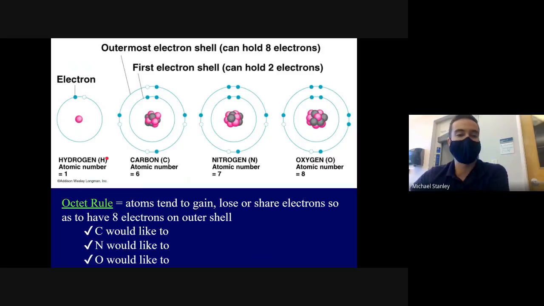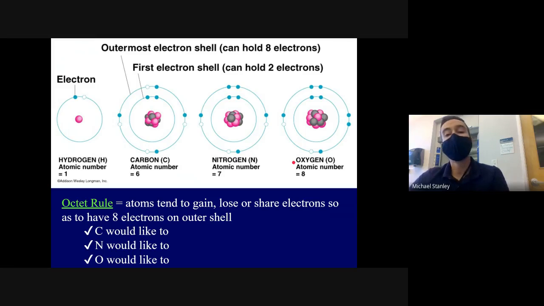So for some more examples, hydrogen right here, the super tiniest atom, has 1 electron on its first shell. So you could also say it has 1 valence electron. Carbon has an atomic number of 6. So there's 2 electrons on the first shell and then 4 electrons on the second. Since carbon only has 2 shells, carbon has 4 valence electrons. Nitrogen has 1 more than carbon. It has 7 electrons. So it has 5 valence electrons.